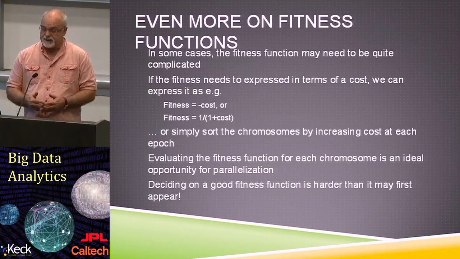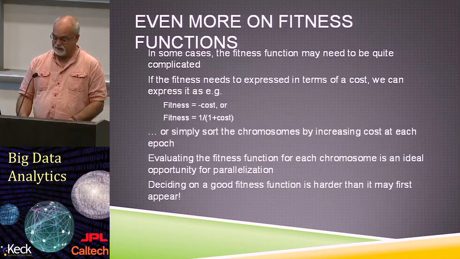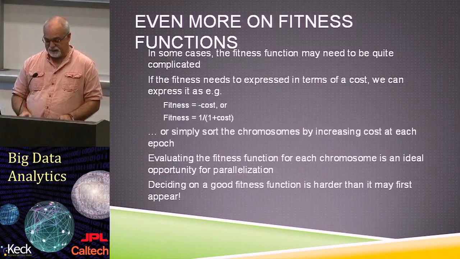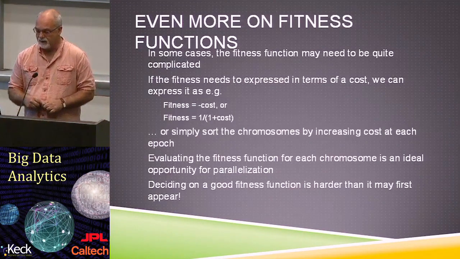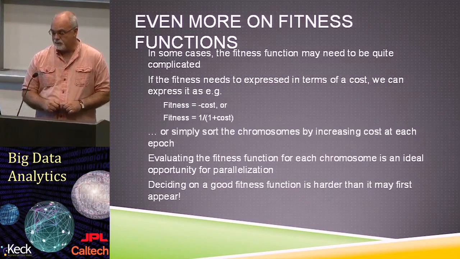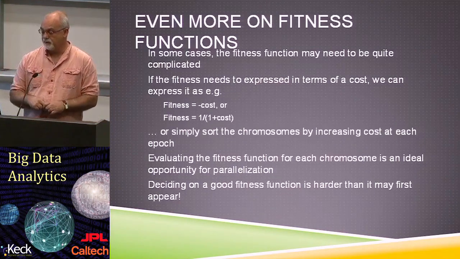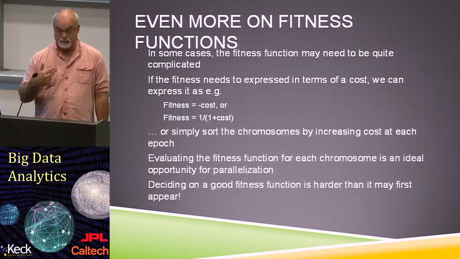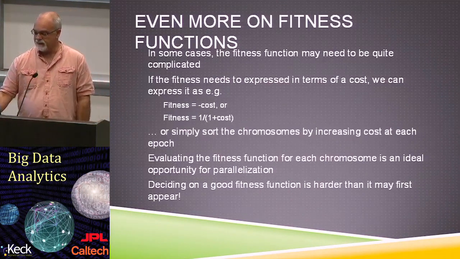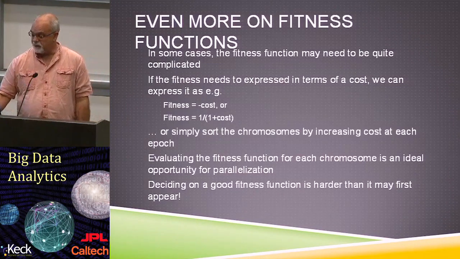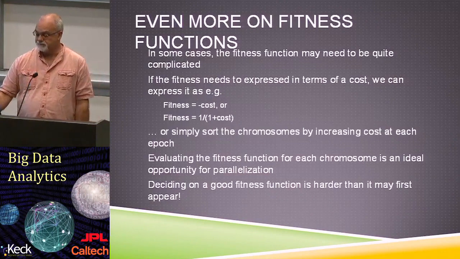Another opportunity which you have with genetic algorithms is that when you're doing the fitness function evaluations on each of the chromosomes individually, this is a very nice opportunity to parallelize your algorithm. So you can allocate each chromosome to one of a set of cores, and then have these fitness functions, which generally tend to be the most compute-intensive part of the algorithm, executing in parallel. And it may be harder than it first appears to define a good fitness function.